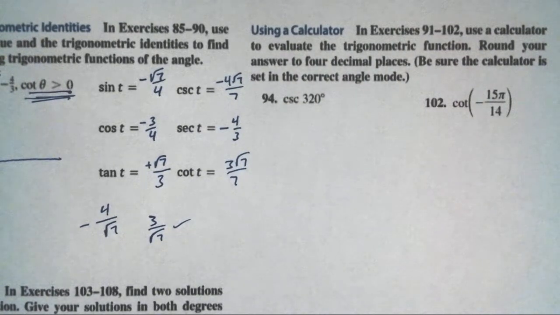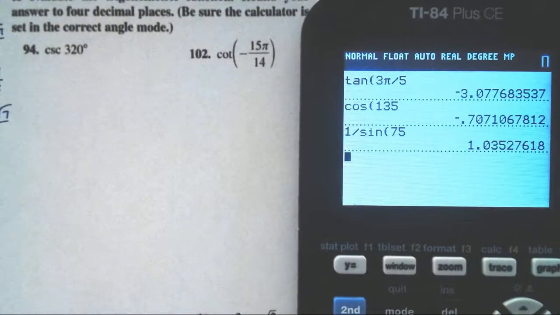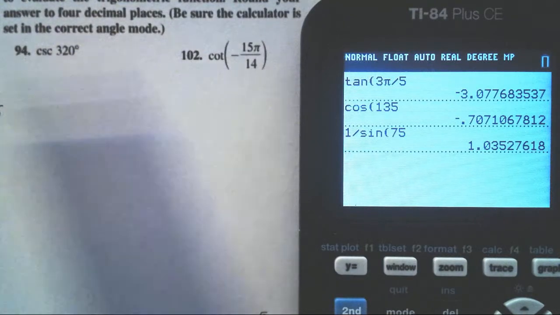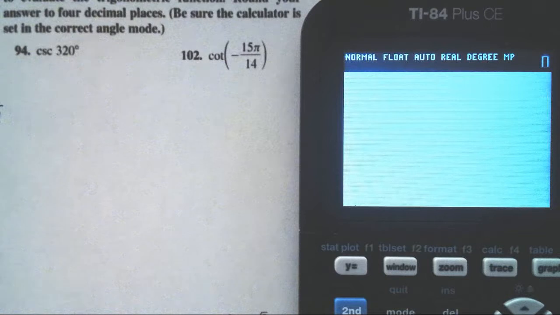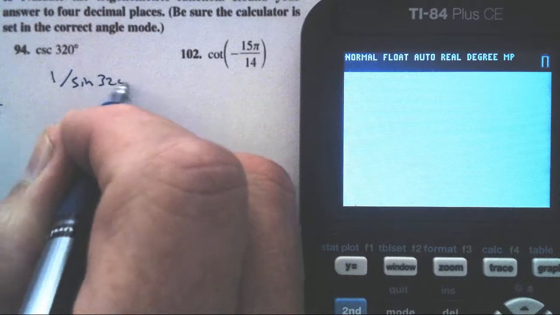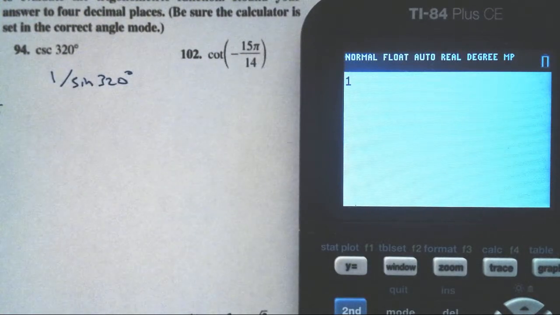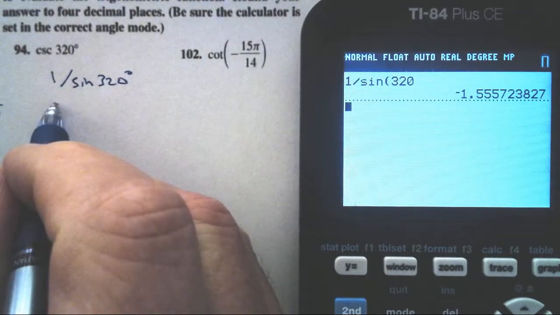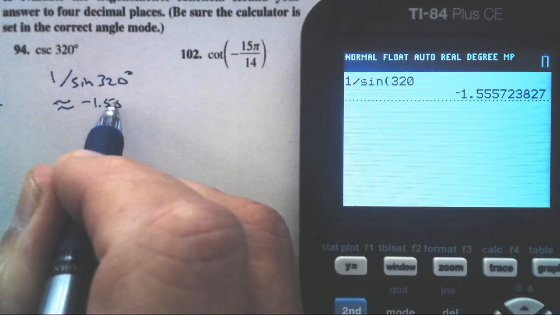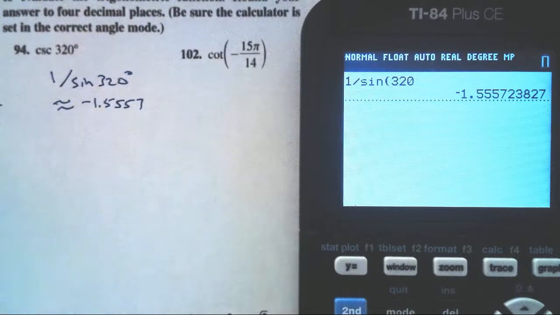Where are we going to build the triangle? Use a calculator to evaluate. Well, that's merciful. Round your answer to 4 places. So let's go to mode. Our mode needs to be in degrees, as you see. We're in degrees. So I'm just going to go cosecant. Well, cosecant is 1 divided by sine of 320 degrees. So 1 divided by sine 320 degrees. And we get approximately negative 1.5557. Round to 4 decimals.